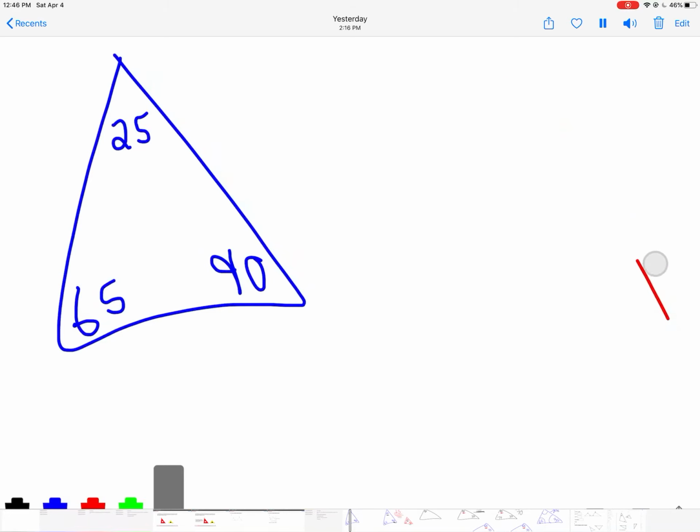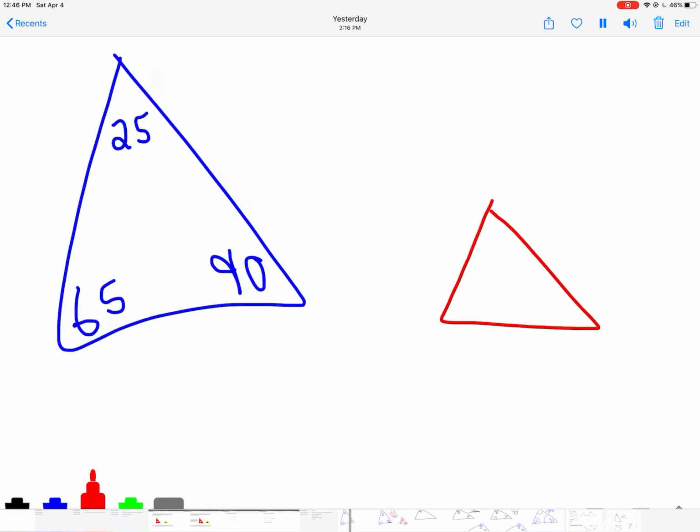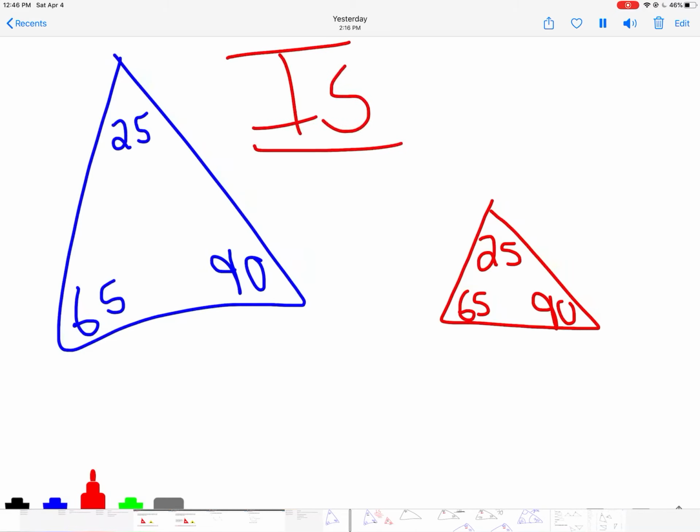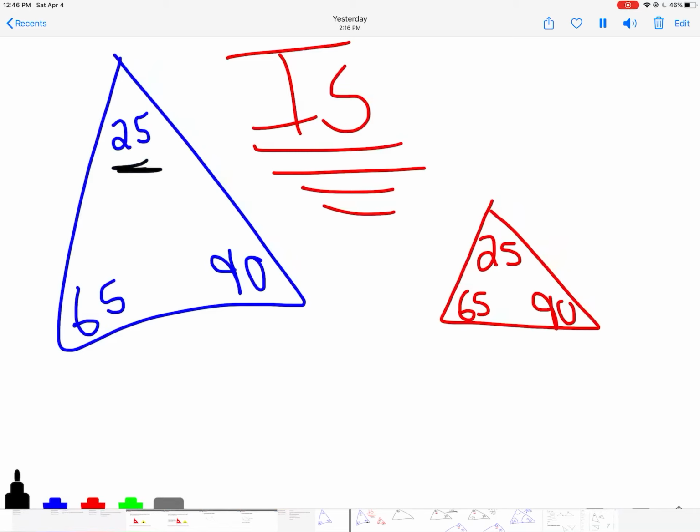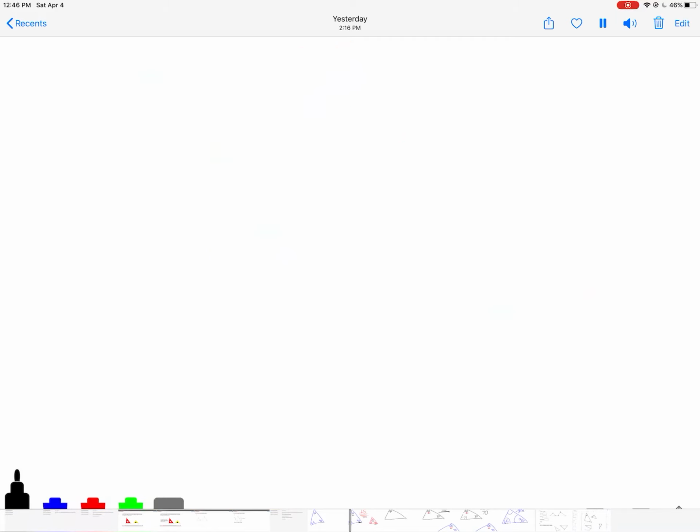Remember, it doesn't matter if it's a different size as long as it's the same shape. So we'll just say it's smaller. We'll say this angle measures still 25, 65, and 90. So they have all the same angles. As long as they have two angles that are the same, it is the same shape. Therefore, it is similar. That's because this triangle on the left has an angle of 25, 90. I only need 2. I could have picked 65. They really have 3, but I just need 2.